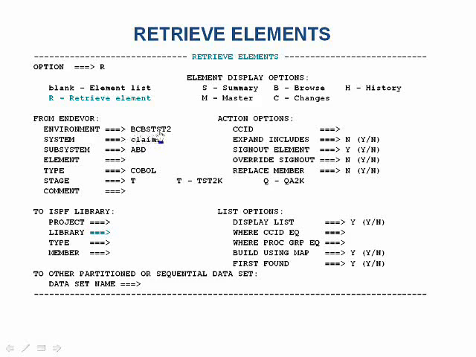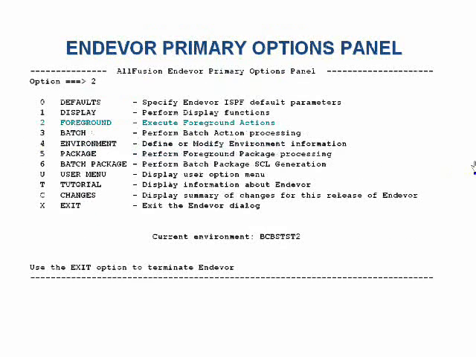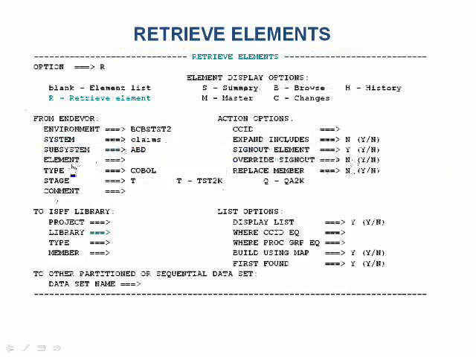This will tell you, okay, I am in the test environment. If it is QA2, then it will be a qual environment. If I put PRD, then it's a production environment. And system, you are going to mention that. These are all predetermined by your Endeavor administrator. If you don't know all this information, you can find it using option 1, that is the display option. You will get all this information, and element is nothing but the program name.